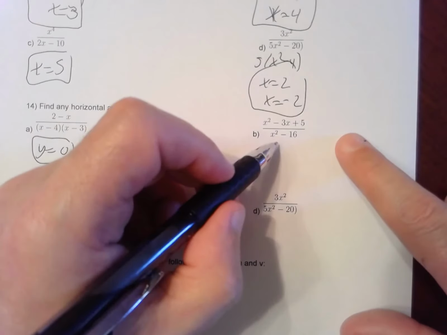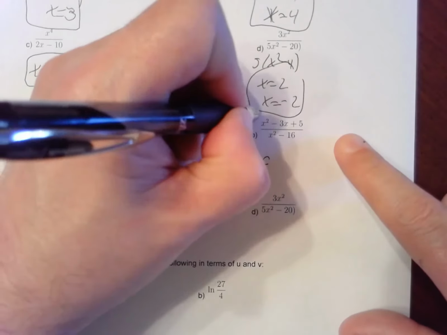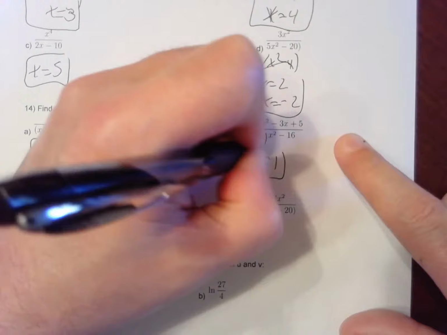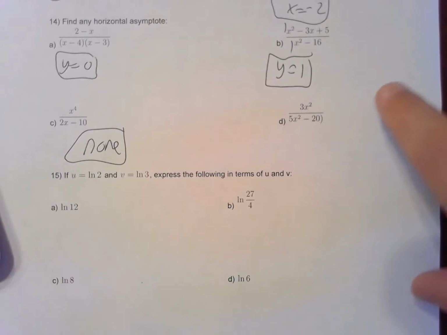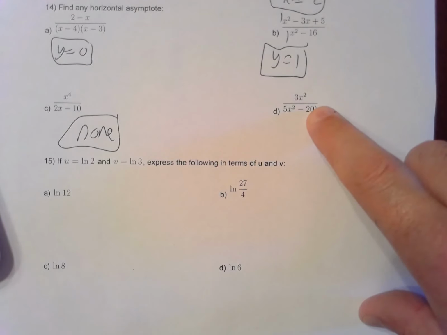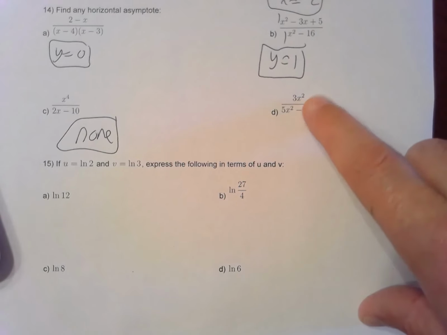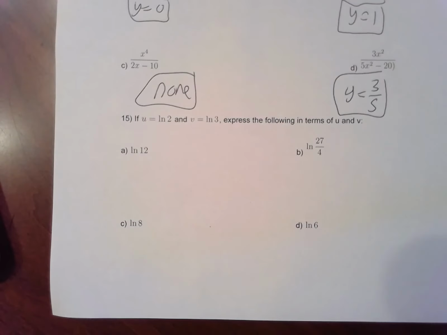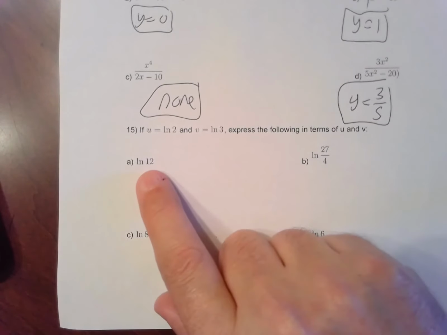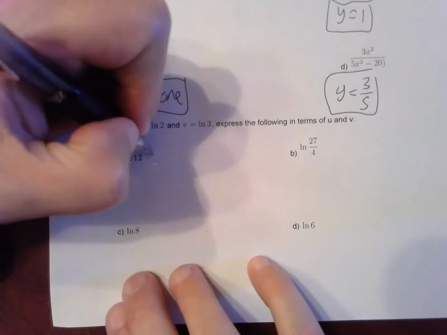Here, degree of the top and bottom are the same. We take the ratio of leading coefficients. 1 over 1 is 1. Here, the top wins, that's none. No horizontal asymptote. Here, degree of the top and bottom are both 2, so it's y equals ratio of leading coefficients, 3 over 5. Okay, in our last problem, I need to write 12 in terms of 2's and 3's.